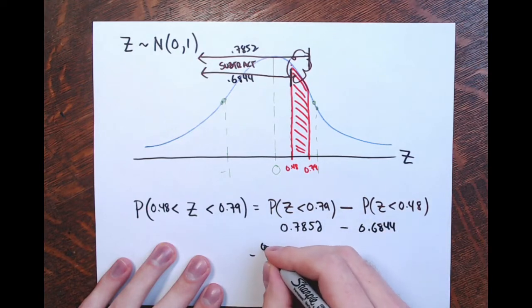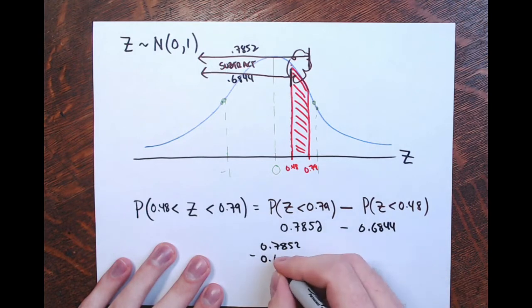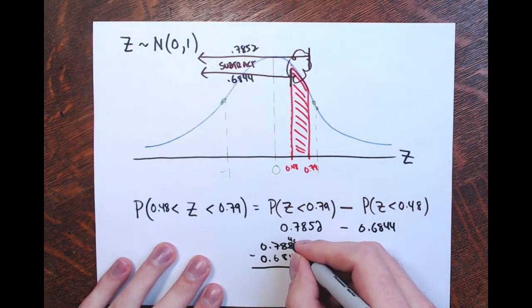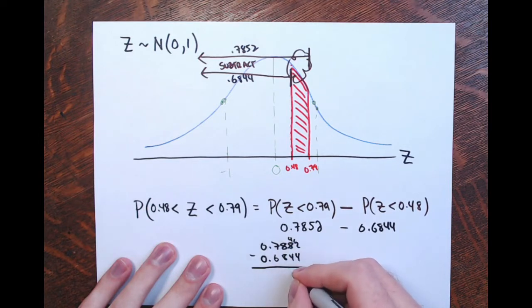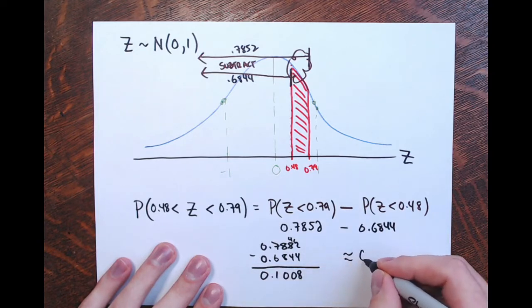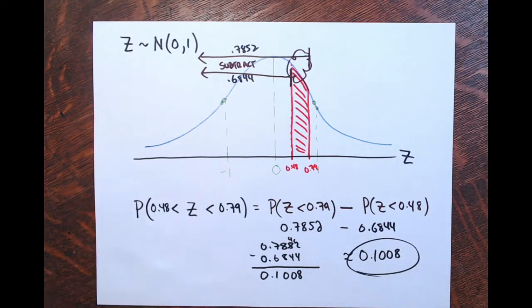I'll stack them. 0.7852 minus 0.6844. Got to borrow here. It's 8001. So 0.1008. So a little more than 10%.